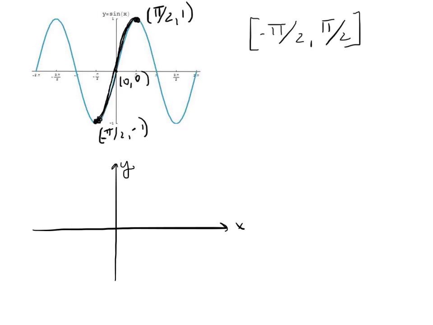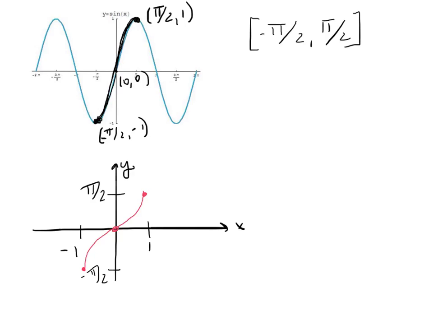So here we've got pi over 2, 1. Those will switch, so we should plot the point 1, pi over 2. Here we have the point negative pi over 2, negative 1. Those will switch, so we'll have the point negative 1, negative pi over 2, right about there. And then the origin's nice, because if we switch 0, 0, we still end up with 0, 0. So this is what inverse sine looks like.